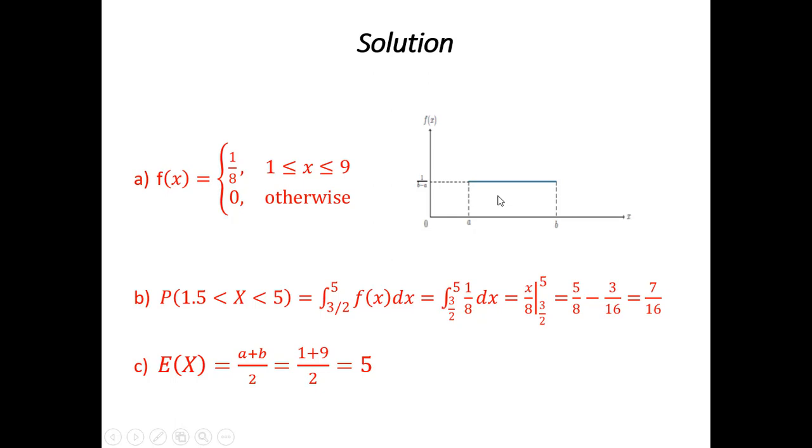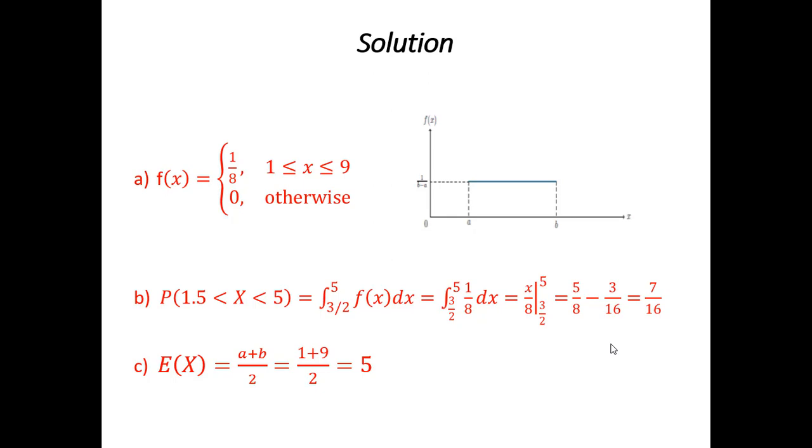Now to find the probability that a person waits between 1.5 and 5 minutes, we could set up our integral, integrate from 3/2 to 5 of f of x. So the integral looks like this. When we integrate 1/8 with respect to x, we get x over 8, from 3/2 to 5. So you can see that our fractions would look like this, and our final answer would be 7 over 16.